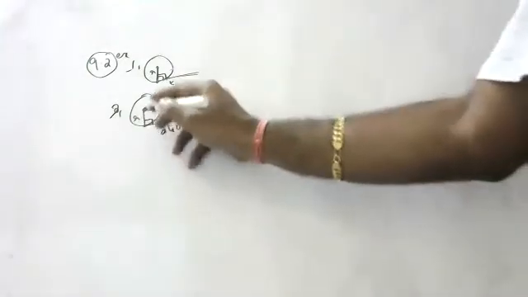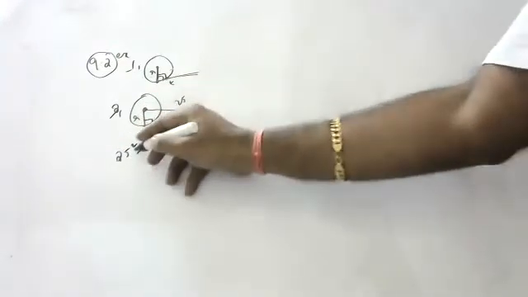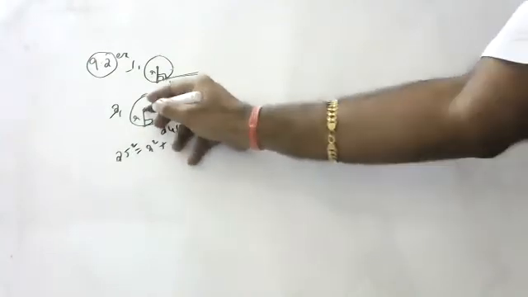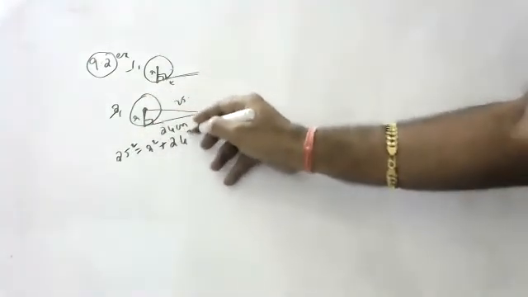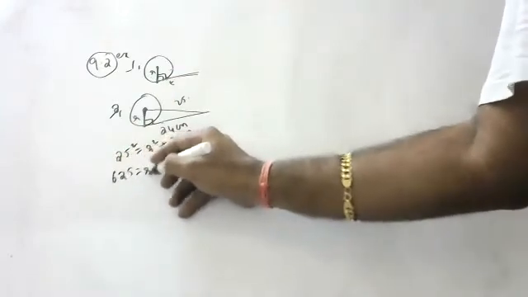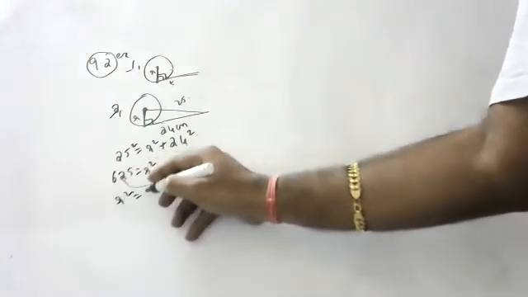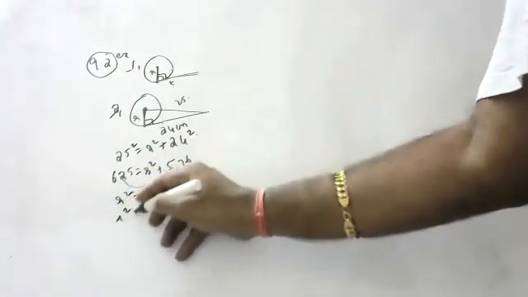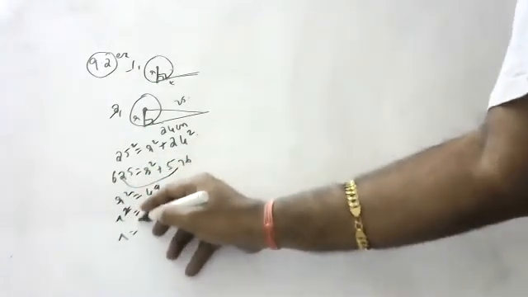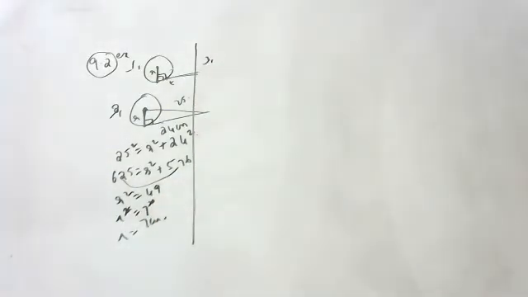Sir, how to find radius? 25 square is equal to r square plus 24 square. 625 is equal to r square plus 576. This comes here. r square is equal to 49. r square is equal to 7 square. r is equal to 7 centimeters. So I'm asking you, you don't even bother to say the question.